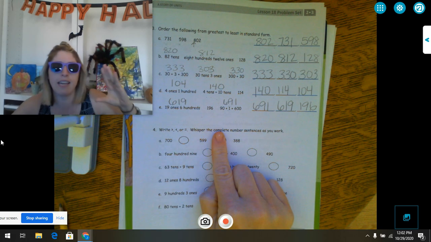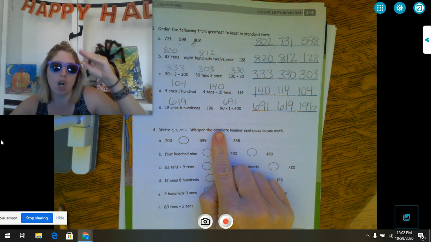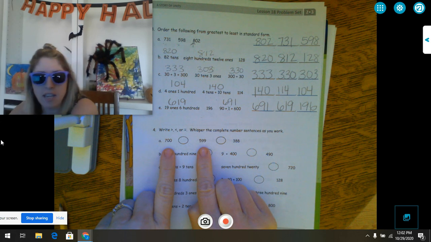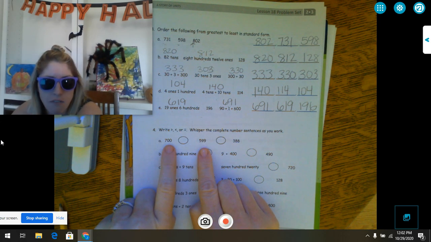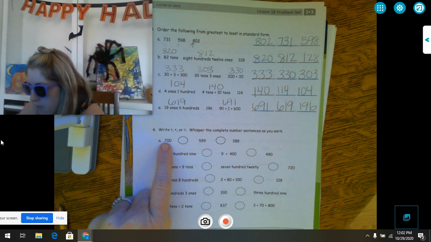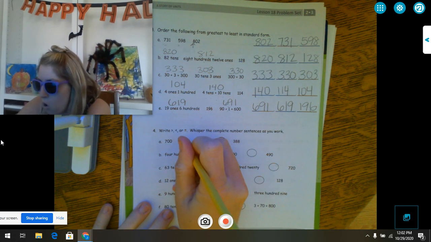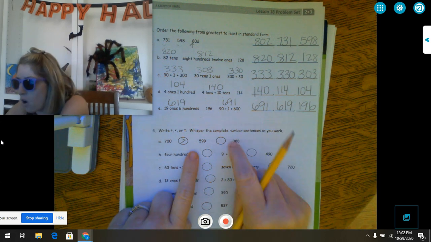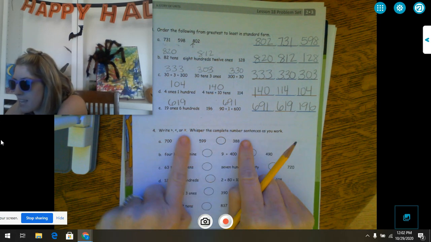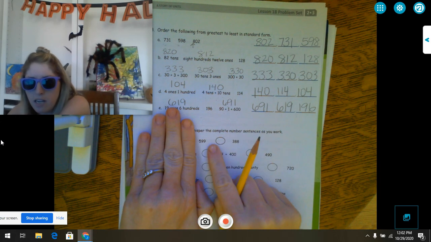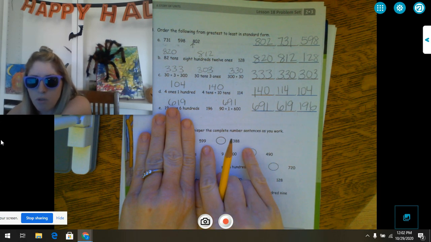So remember that alligator mouth wants to open towards the bigger number because it wants to eat the most cookies, okay? So which of these numbers is bigger? 700 or 599? Well, we look at the hundreds place, and 7 in the hundreds place is a lot more hundreds than 5 in the hundreds place. So our alligator mouth is going to open toward that 700. Okay, now we're going to look at these two numbers here to see what goes in the middle of them.